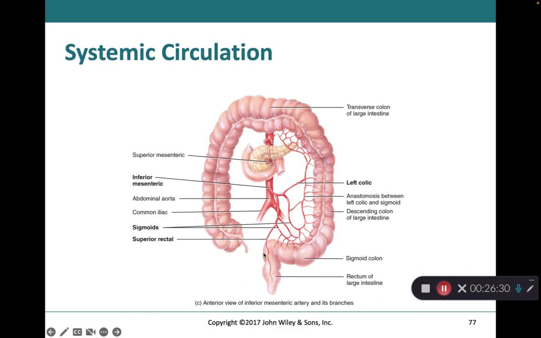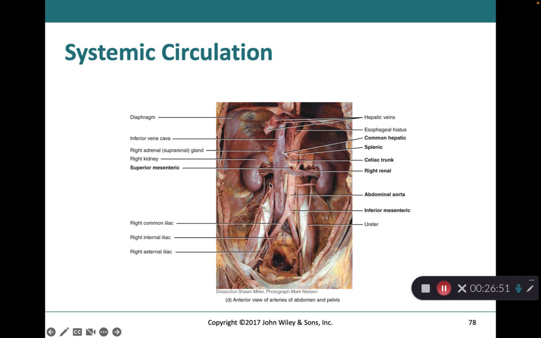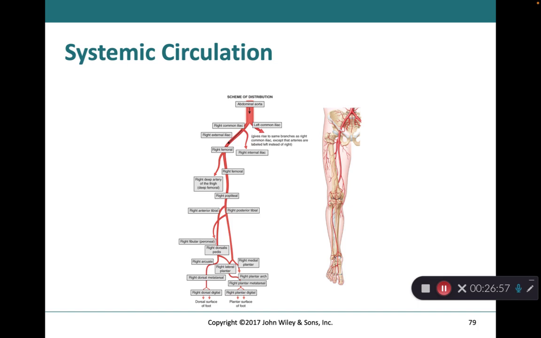Here we have our superior rectal feeding the rectum. Here, the sigmoids, these feed the sigmoid colon, this area that kind of makes like that S shape. And that's very important here. So these come from the inferior mesenteric. And here's just a picture where you could see those in an actual abdomen and pelvis.